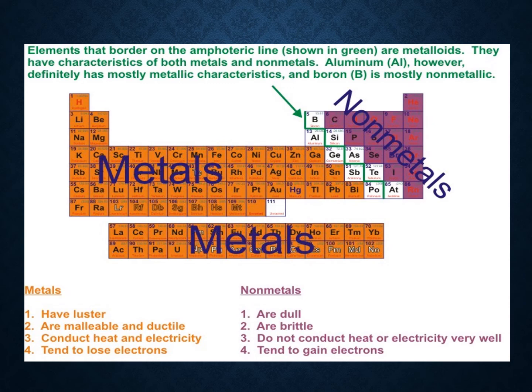They have characteristics of both metals and nonmetals, as I mentioned. Aluminum, however, definitely has mostly metallic characteristics, and boron is mostly non-metallic. The characteristics of metals, as you've already learned from your previous years: metals are lustrous, malleable and ductile, conduct heat and electricity, and tend to lose electrons. Remember, metals tend to lose electrons. Non-metals are usually dull, brittle, don't conduct heat or electricity very well, and tend to gain electrons.